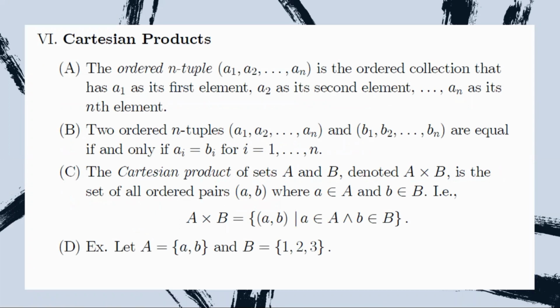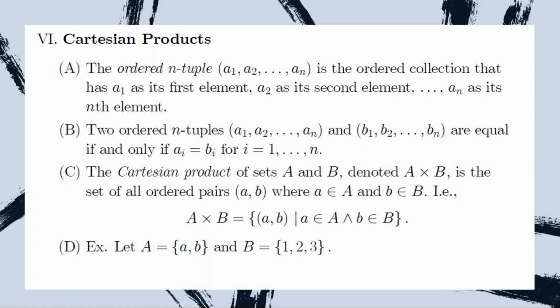The Cartesian product. Again, getting back to terms you may have heard of before, but we're redefining them right from the ground up. The ordered n-tuple is the ordered collection that has elements a1 as the first element, a2 as the second, and an as its nth element. So the order here does matter. Two ordered n-tuples are equal if and only if each element is exactly the same in that order.